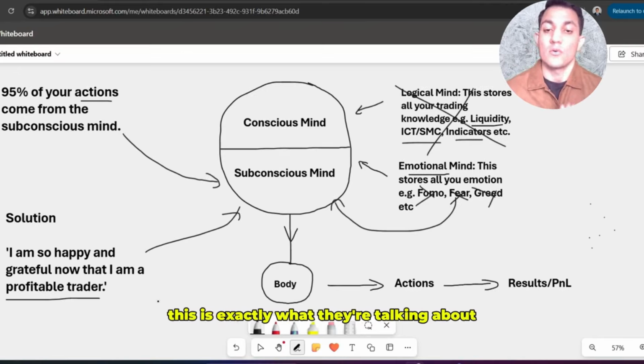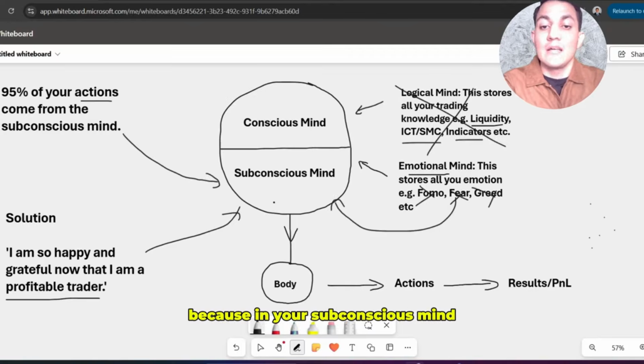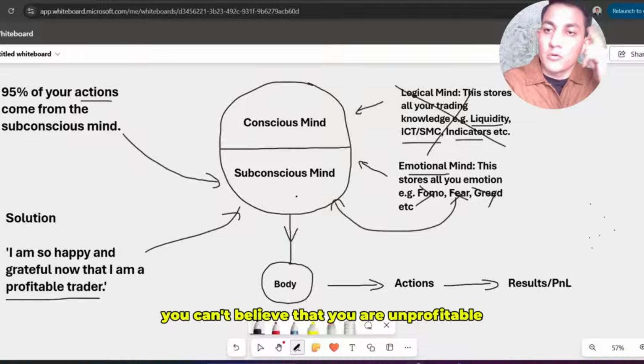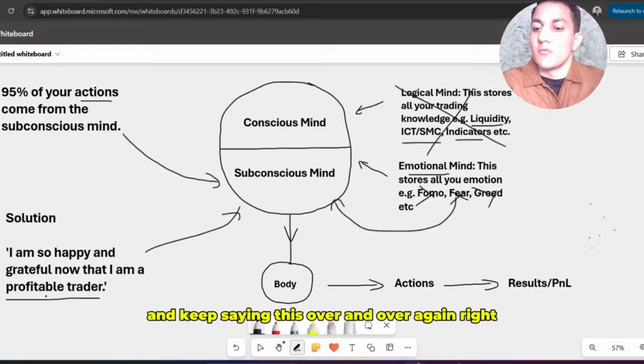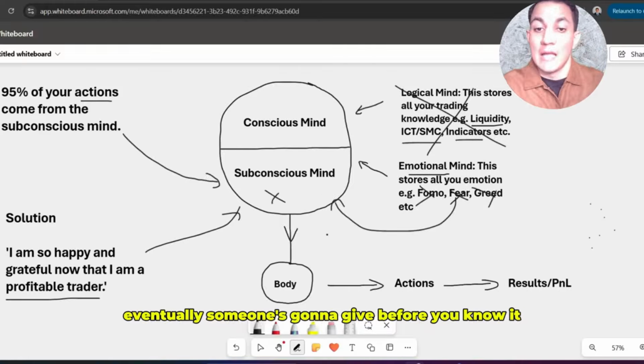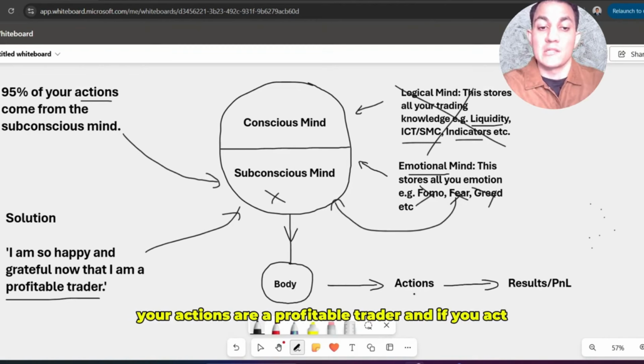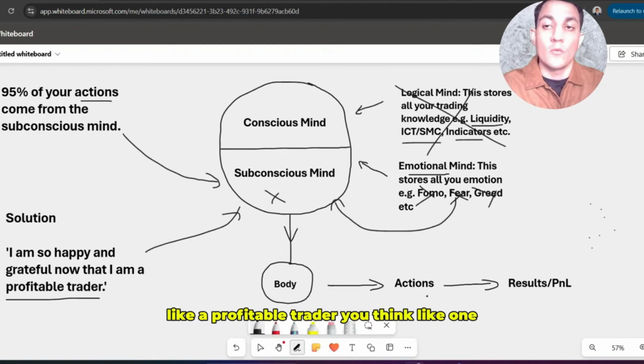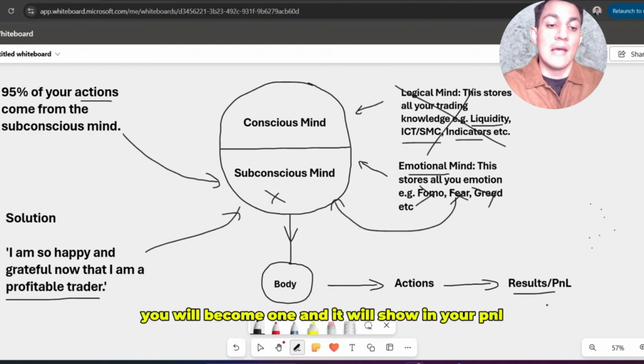Because in your subconscious mind, you can't believe that you are unprofitable and keep saying this over and over again, right? Eventually, something's going to give. And before you know it, your actions are those of a profitable trader. And if you act like a profitable trader, you think like one, you feel like one, you will become one, and it will show in your P&L.